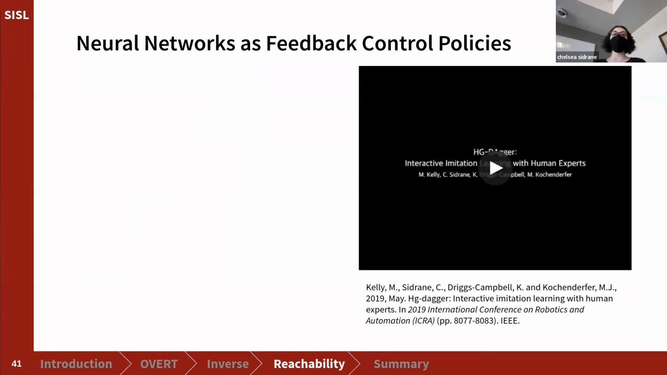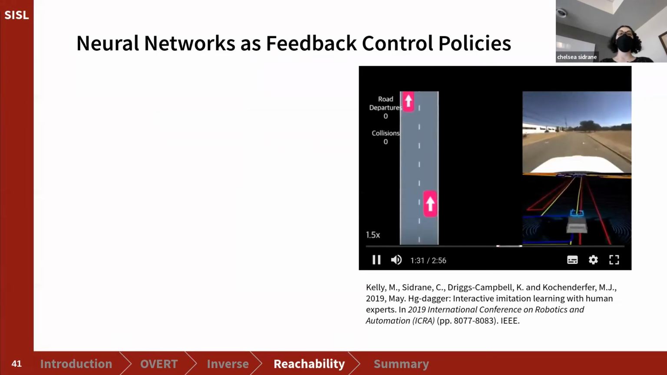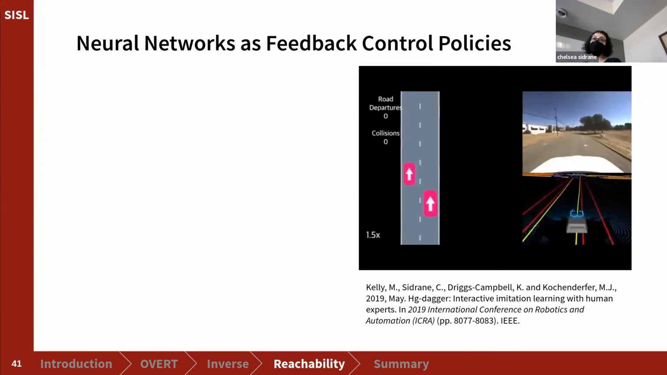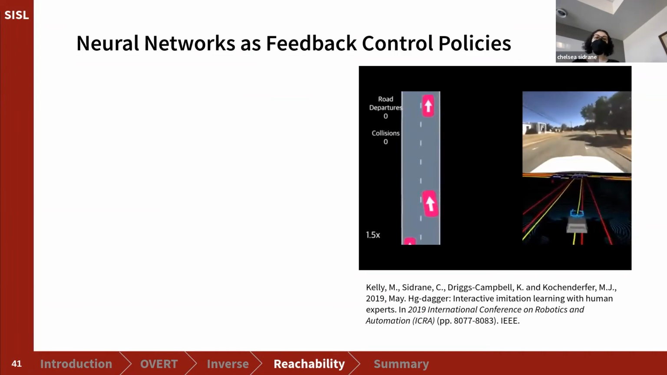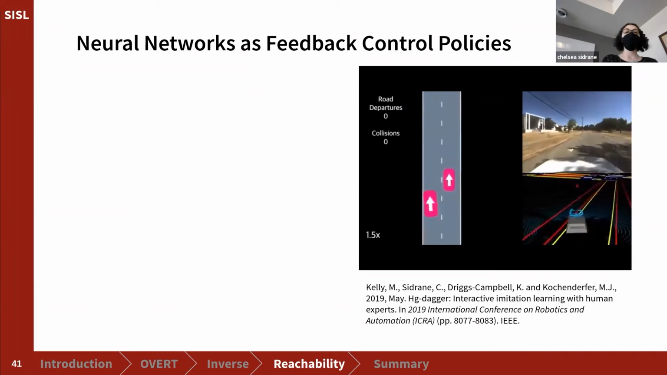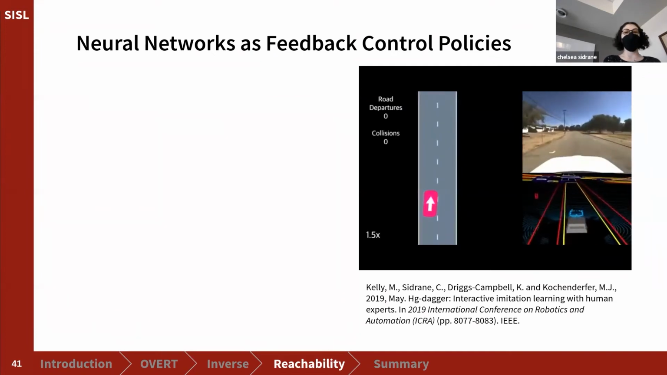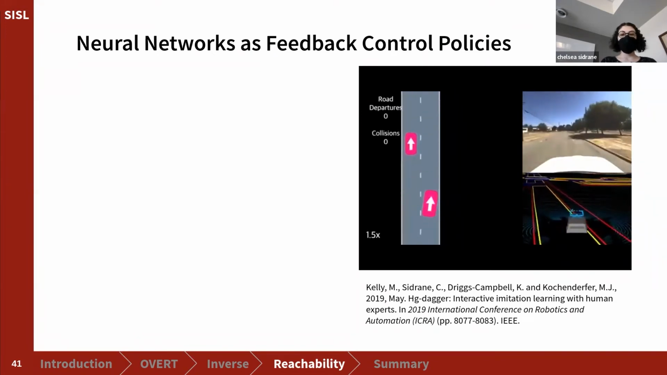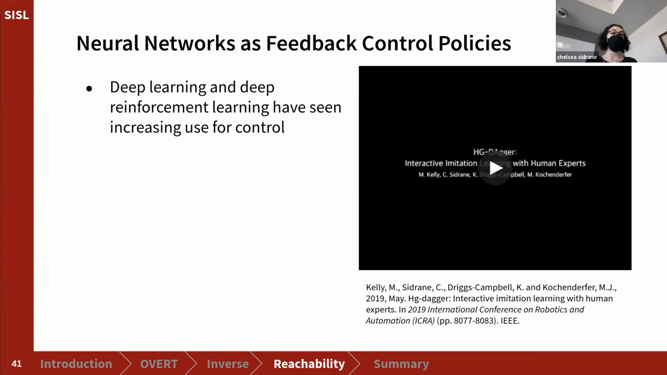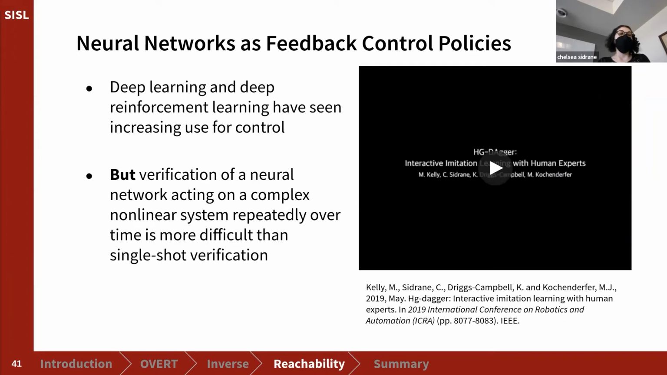So the goal of a control policy is to direct a dynamical system to a desired state or set of states. Like, for example, in this video, we trained a controller to weave between cars. And we did this in an afternoon, which demonstrates the power and flexibility of deep learning. Most approaches to autonomous driving cannot be implemented in a day. As a result of demonstrations like this, deep learning and deep reinforcement learning have seen increasing use for control. But verification of a neural network acting on a nonlinear system repeatedly over time is much more difficult than single-shot verification.